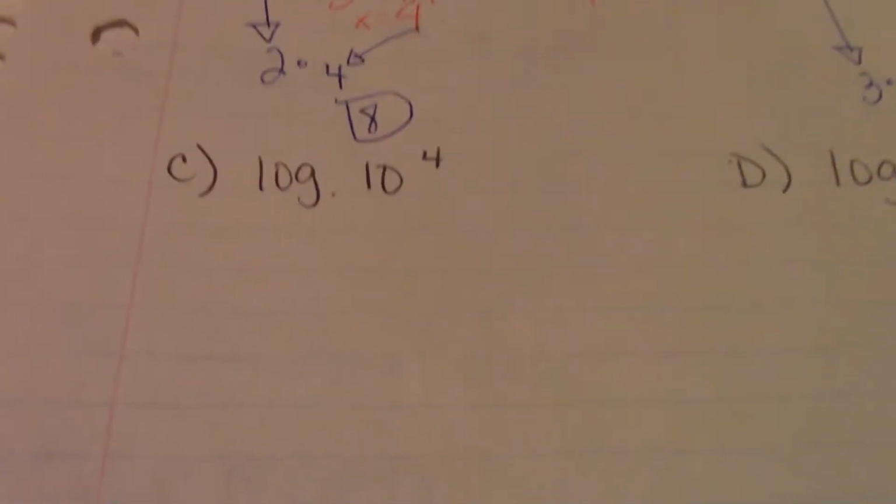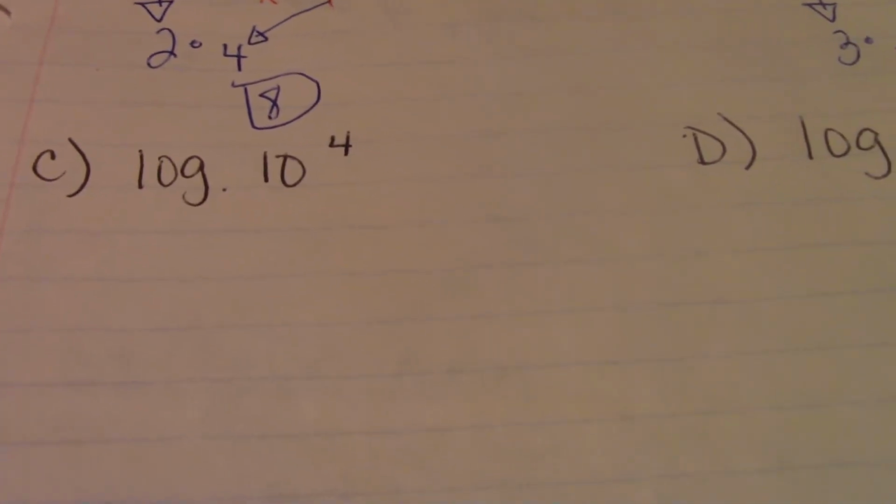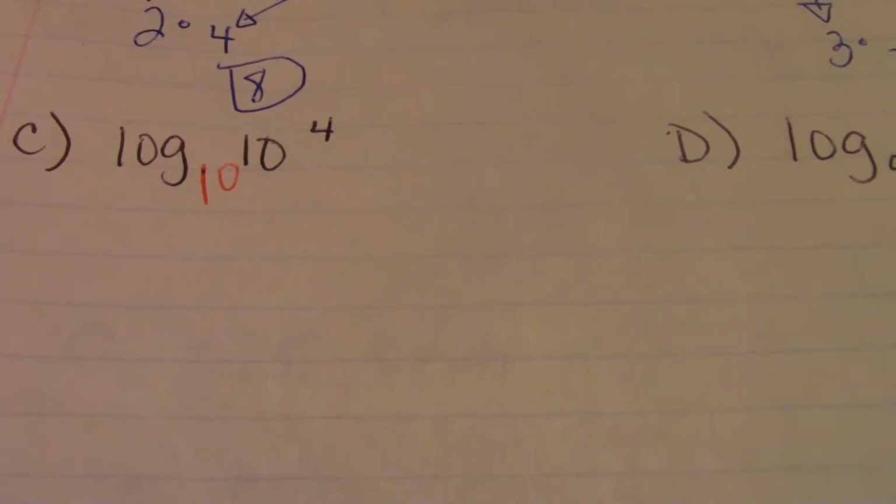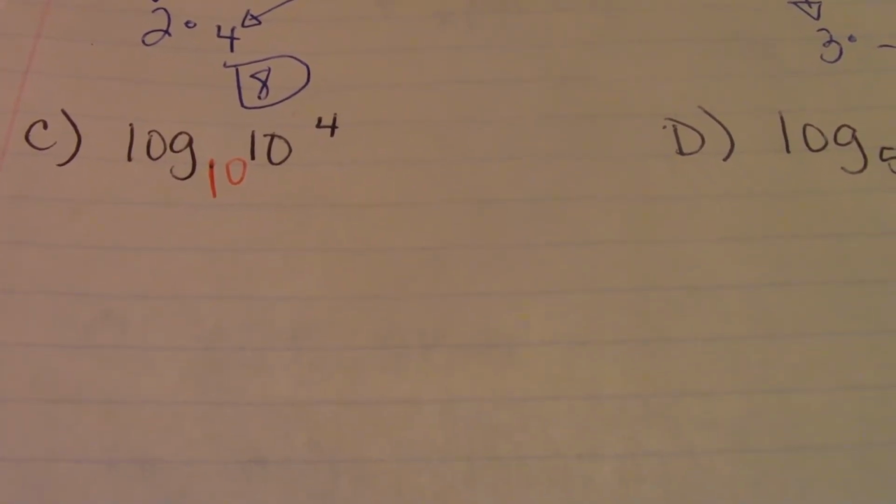Let's try another one. This one, there's one extra step. We have to remember that when there is no base, it is the number 10. That is something you have to remember. We learned that in our last section, 7.3. So we're going to put our 4 all the way up front. So 4 times the log base 10 of 10.